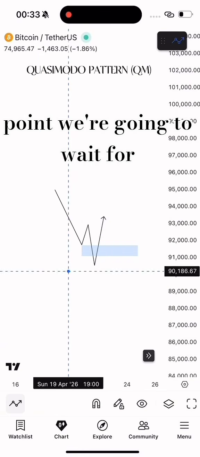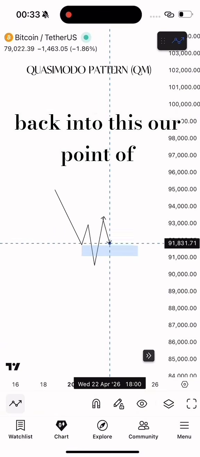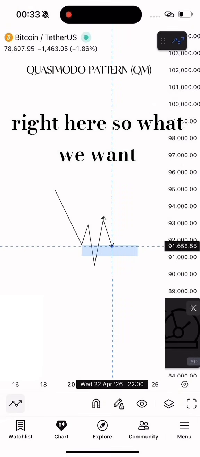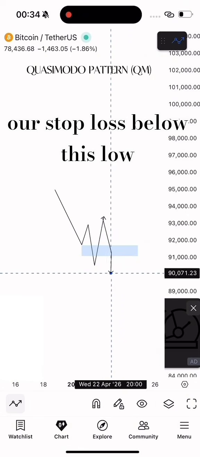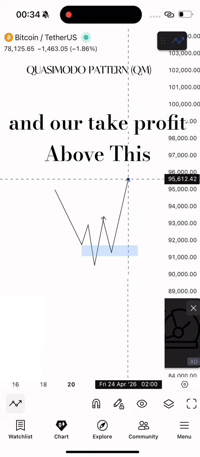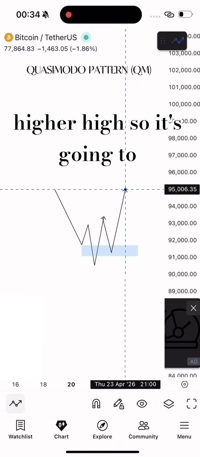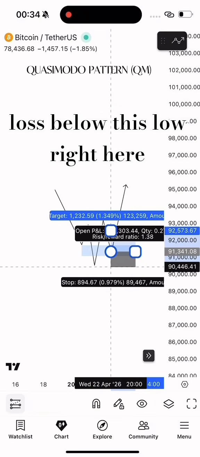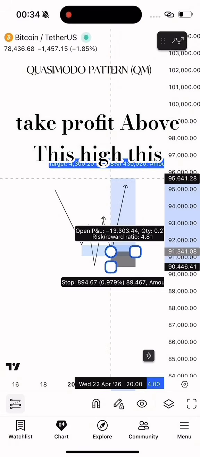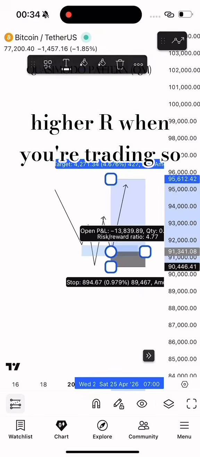So at this point, we're going to wait for the market to do a pullback into this our point of interest, which is our QM box right here. So what we want to do is take our entry from this box right here, put our stop loss below this low, and I'll take profits above this higher high. So it's going to be something like this, the sniper entry at this point, our stop loss below this low right here, take profits above this high. This is going to give you a high RR when you're trading.